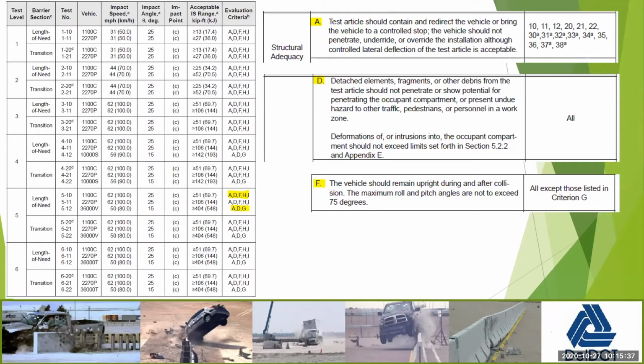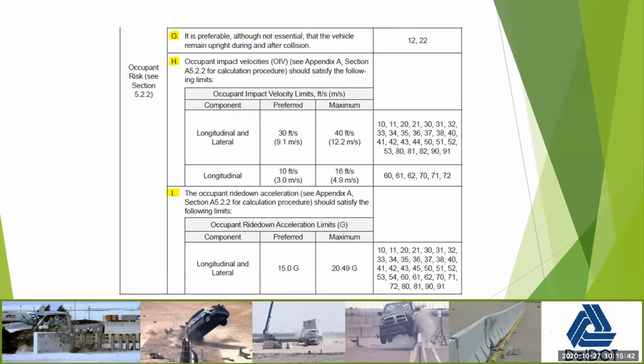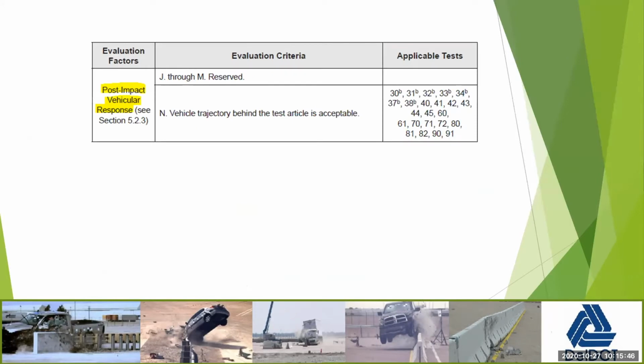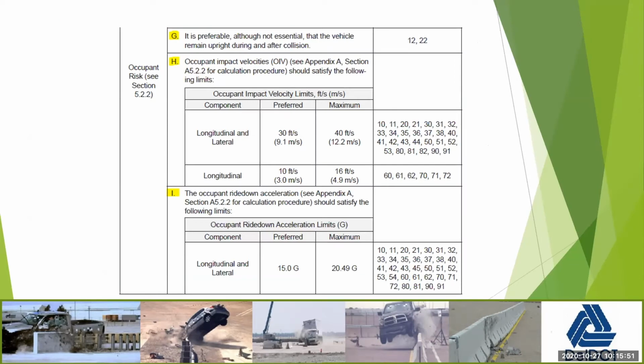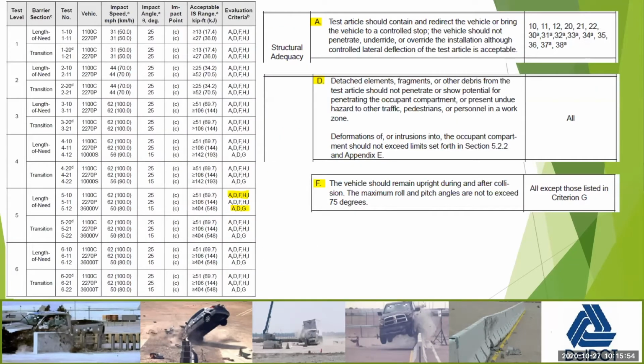To quickly walk through that, I said there were 3 criteria before: structural adequacy, which is shown on this slide, and the next slide shows occupant risk. The next one is post-vehicular impact response. So those are the 3 criteria. The matrix also tells you which evaluation criteria it needs to pass for each test. The 510 and 511 tests require that A, D, F, H, and I meet MASH's criteria. The 512 test requires A, D, and G meet MASH crash testing criteria.